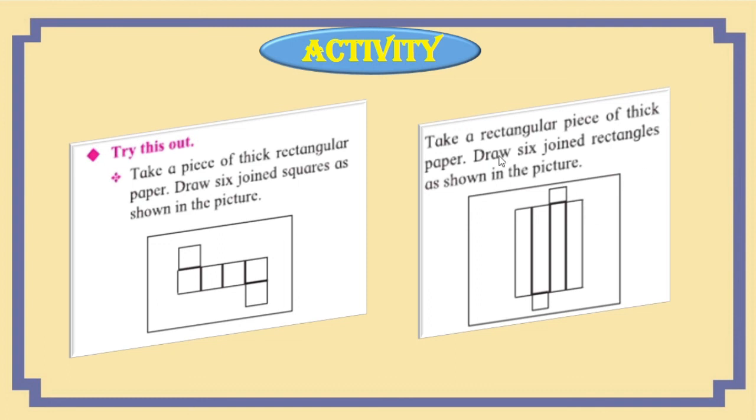Okay, here also take a rectangular piece of thick paper, draw 6 joined rectangles as shown in the figure, elongated. Okay, elongated lines you have to draw. Okay, then you have to fold this figure on the thickened lines. Again observe which box you will get. Okay, this you have to do at your home. Please try to do. Okay?